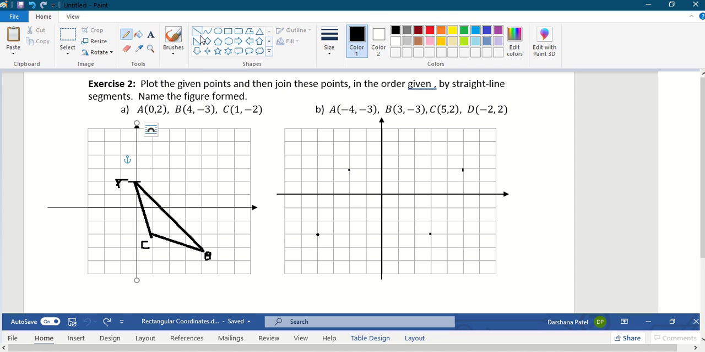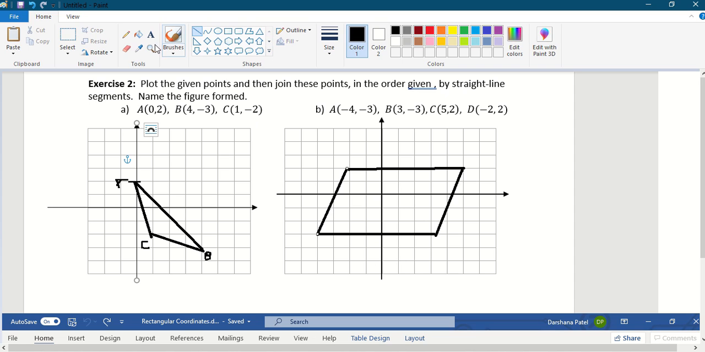Okay, connect them with straight lines. So A is negative 4, negative 3, to B is here. Then B to C we connect, so that will be from here to here. Then we connect C to D. And then we connect from the beginning to there. The shape we get is a parallelogram.